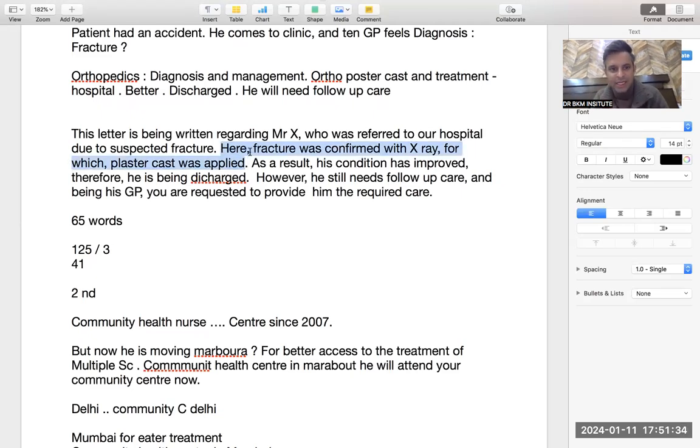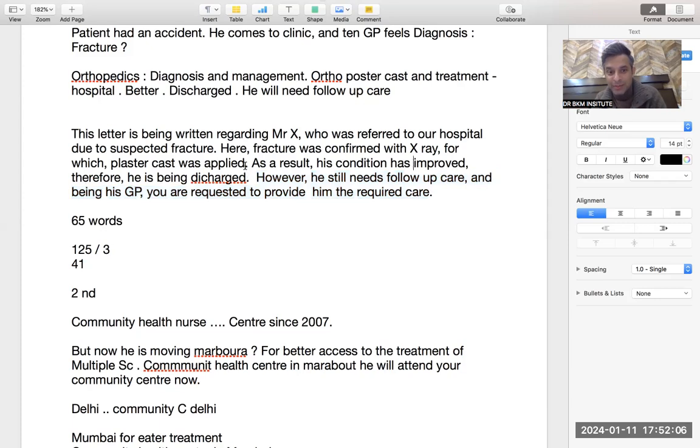Make lines such that in the first line, the only connector I have used is who. In the second line, the only connector I have used is for which. In the third line, the only connector I have used is therefore. And in this line, however, he needs this and being his GP. It is easy to read. That is the way to take marks from 350 to 400, because it eases the examiner to understand and read. This is the logic of getting more marks.